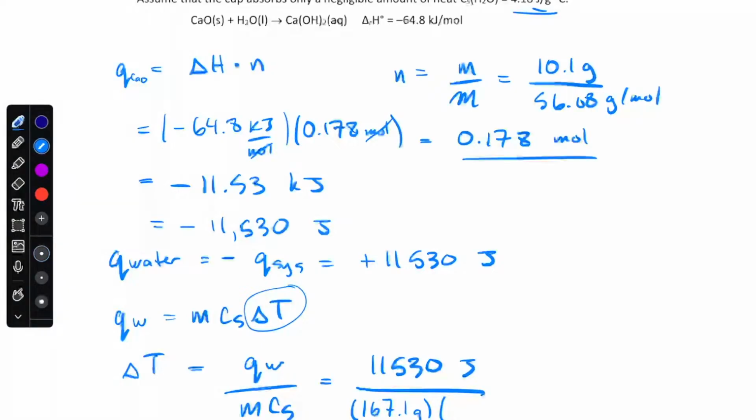So the C_s becomes 4.18 joules per gram degree C. And if you calculate that, you should get the number 16.5 degrees C. This is delta T, so this is another situation where you just finished a big calculation and you want to just put the number in and move on. Think about what it's asking. It's not looking for delta T, it wants the final temperature of the water.